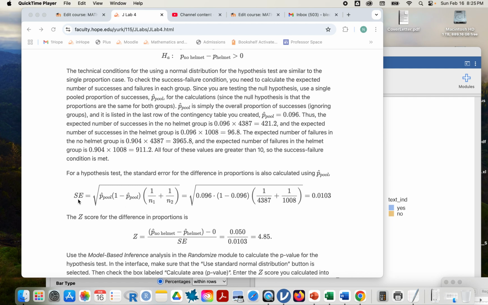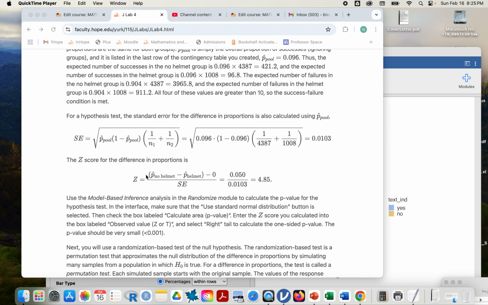To get the standard error, we're going to take that p hat pooled, that's our p hat, and this will be our q hat, which is 1 minus p hat pooled. We have 1 over n1 and 1 over n2, so we take each one of the sample sizes and plug those in, and we get a standard error for the difference in proportions, and it's 0.0103.